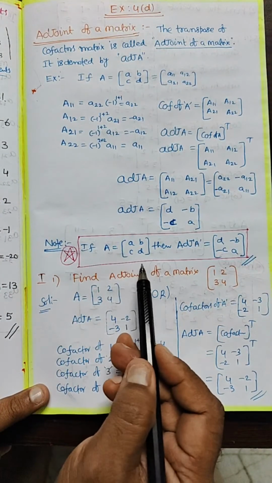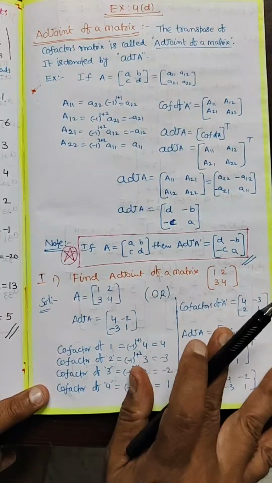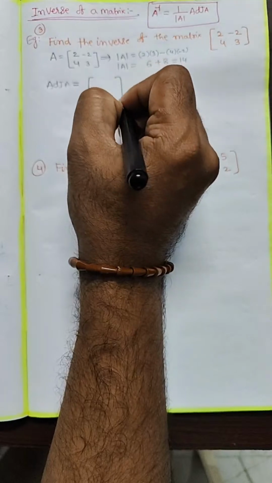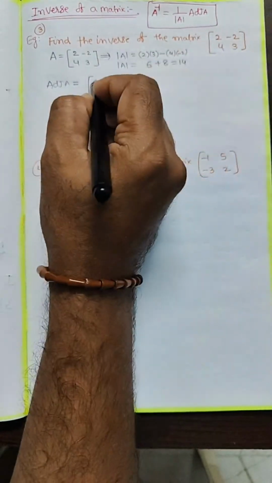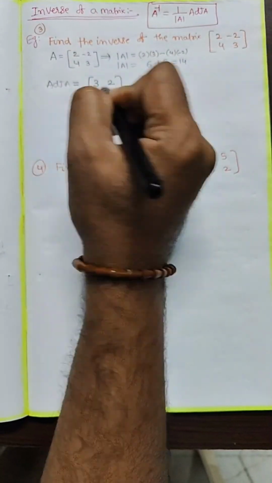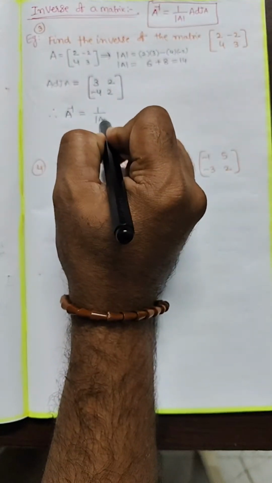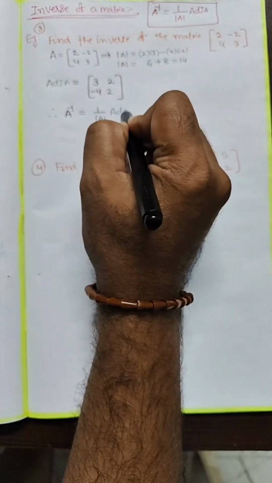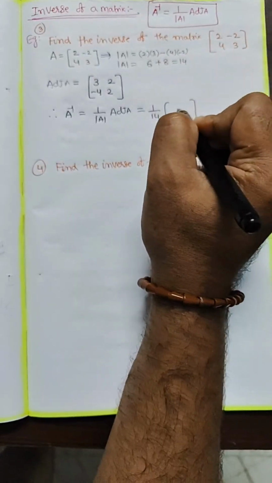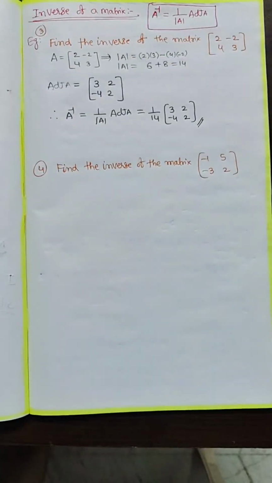If A equals A, B, C, D, then adjoint A equals interchanging of diagonal elements and sign changing of non-diagonal elements. So adjoint A equals interchanging of diagonal elements 3, 2 and sign changing of here plus 2 minus 4. Therefore, A inverse is equal to 1 by det A into adjoint A, which is equal to 1 by 14 into the matrix 3, 2, minus 4, 2. This is the way we can calculate.